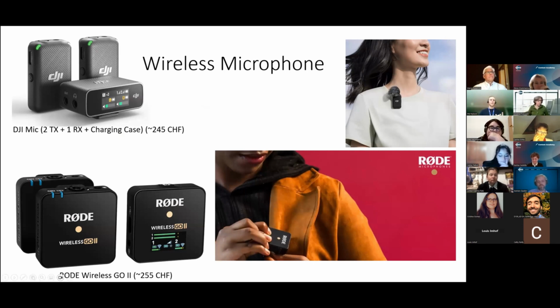There are usually 3 components. You have 2 wireless microphones that you can give to people. They can turn them on and off usually. And then you have a box that receives the signal, and that you can just connect to your laptop, and then you have an excellent microphone. And these things, yes, okay, they are like 250 francs, but they are fantastic.